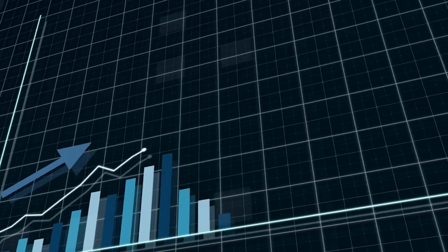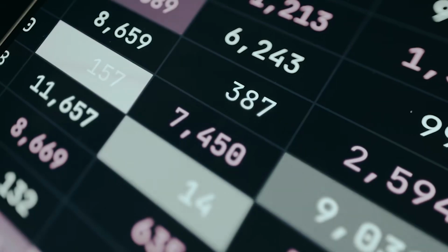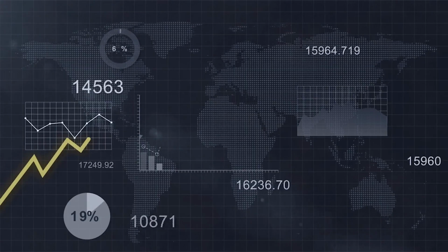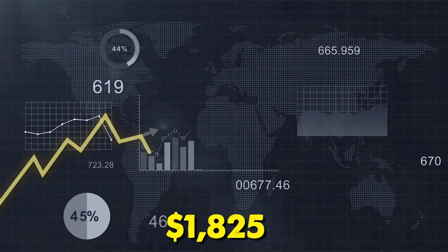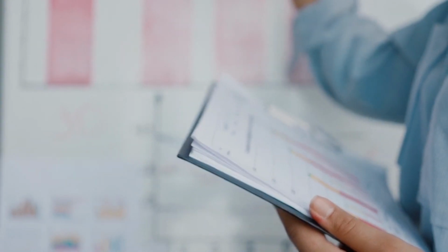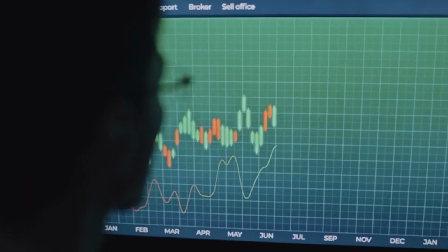By year 30, annual passive growth exceeds $33,000. By year 40, the portfolio is generating over $90,000 in a single year, while your contribution stays fixed at $1,825. The first 30 years exist to set up the parabolic growth of the final decade. That is the part nobody understands until they live it.